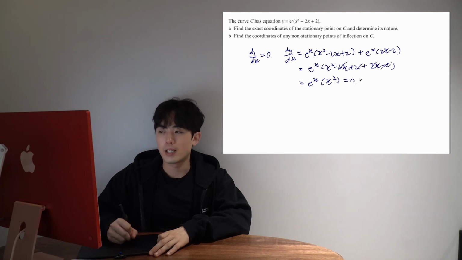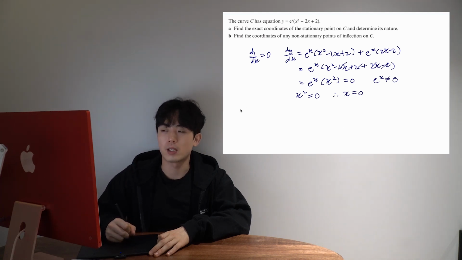It's a stationary point, so we can say it's equal to 0. Note that e to the x can never be equal to 0, so that means x squared will be equal to 0. So therefore x is equal to 0. This is when the stationary point occurs, okay? So that's when we found it, that's the stationary point.